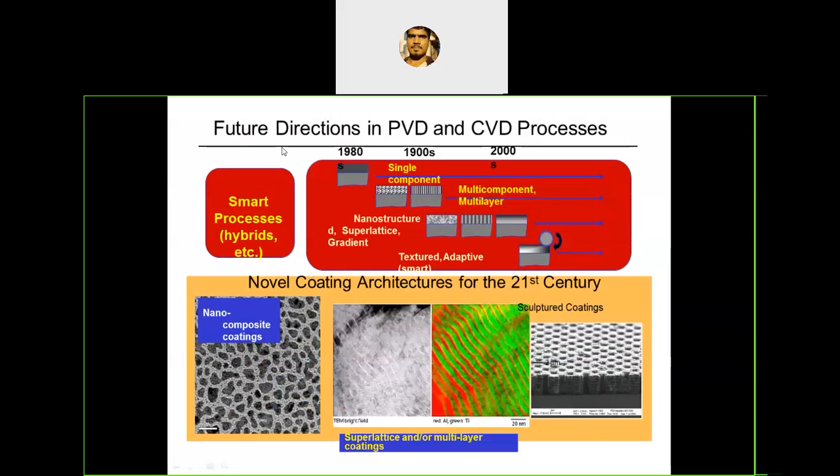And future directions in PVD and CVD. These PVD and CVD are advanced processes when compared to the conventional ones. The conventional ones were used earlier, in the 60s and 70s. So which are the conventional processes? Yes, spray painting, quenching, or dipping. So these are the conventional processes, and CVD and PVD are the advanced ones.